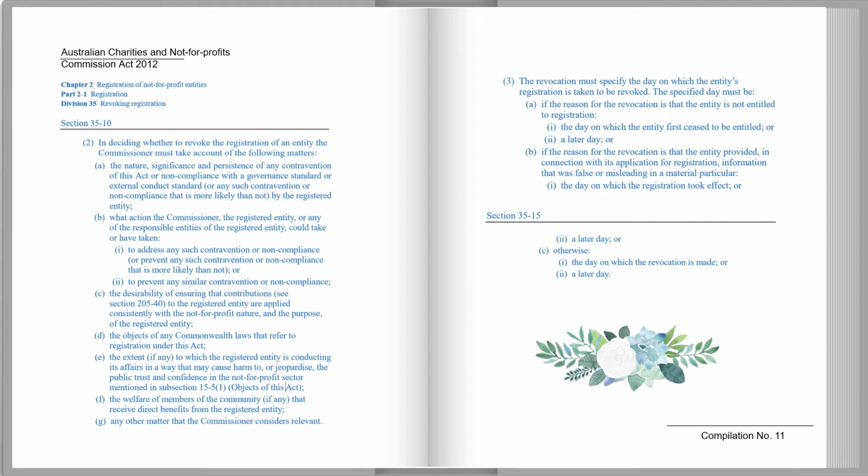The Commissioner must consider a range of factors before revoking a registered entity's registration under this Act. If the Commissioner believes, on reasonable grounds, that a registered entity is not entitled to be registered, the Commissioner may give a show cause notice to the entity.